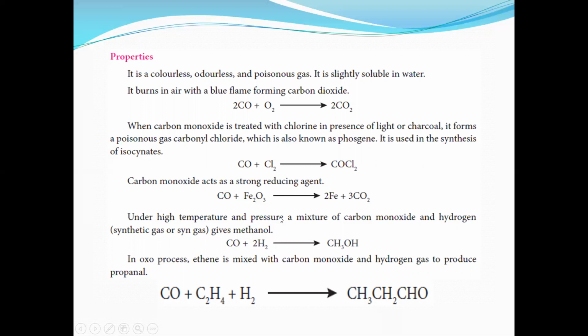Under high temperature and pressure, a mixture of carbon monoxide and hydrogen gives methanol, CH3OH. In the oxo process, ethene is mixed with the carbon monoxide and hydrogen gas to produce the propanal. So carbon monoxide reacts with ethene and the hydrogen, and we are getting the propanal. Here al means the aldehyde group.